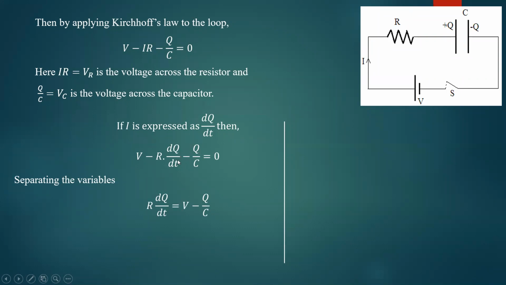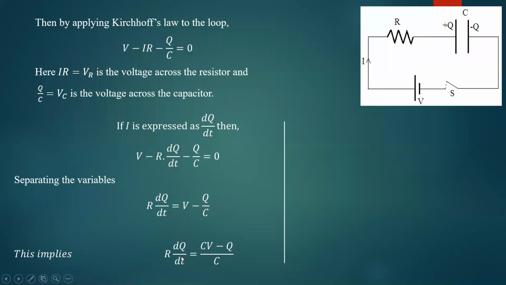I will rearrange the terms. I will write this equation as R into dq by dt on the left hand side, and on the right hand side you will have V minus Q by C. This is the first step. Then we go on with the separation and simplification. Simplify the terms on the right hand side. Here you take out C as the LCM.